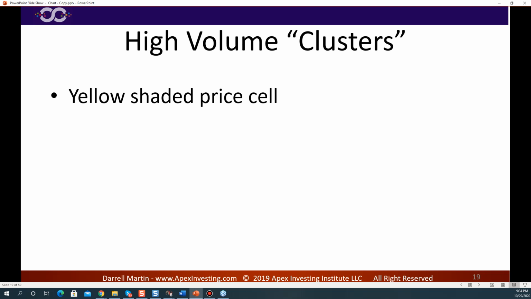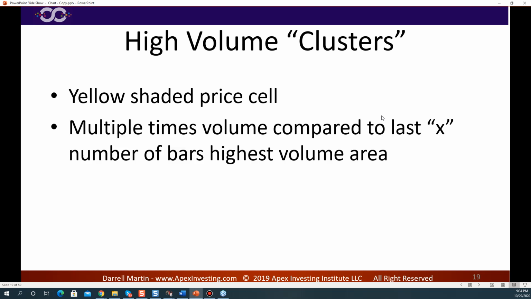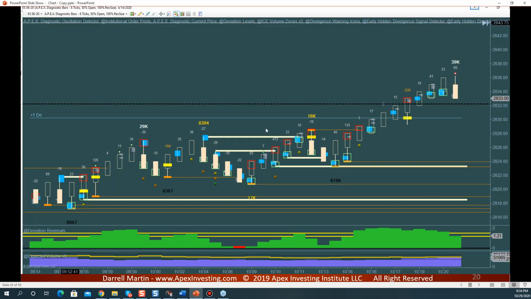So let's talk about high volume clusters, or what we call clusters. They're a yellow shaded price cell, and basically it means there's multiple times the volume in that price cell compared to the last X number of bars. You'll see them on your sniper chart all over the place. These yellow shades, have you seen those on your charts or in the room charts? Those are volume clusters.